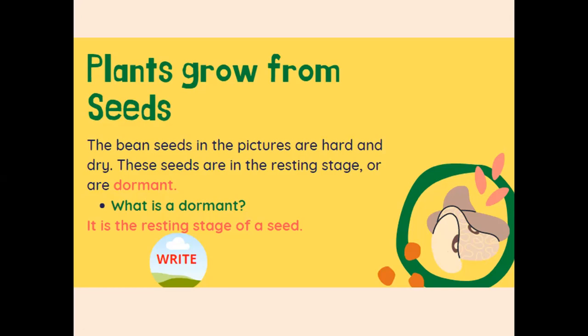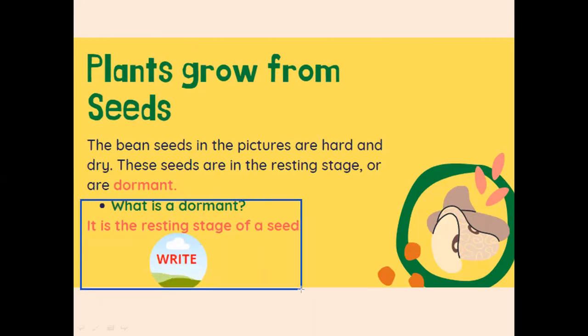These seeds are in the resting stage. Resting stage means that they are not sprouting, they are not germinating, okay? This resting stage is known as dormant. You need to write this down. So what is dormant? It is the resting stage of a seed.